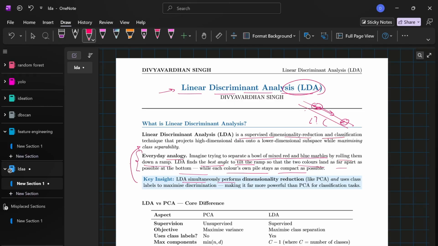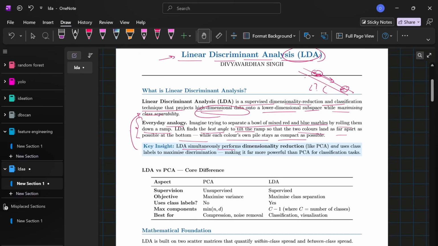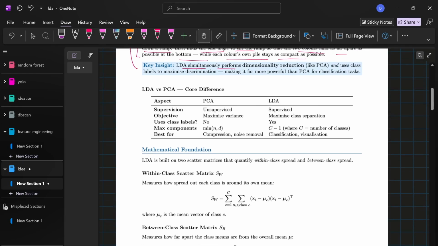So more formally, LDA is a supervised dimensional reduction and a classification technique. It projects your high dimensional data onto a low dimensional space, but unlike PCA, it does this while maximizing the separation between the classes. So here comes the word supervised, that is the key difference. LDA knows your class labels and can use them.